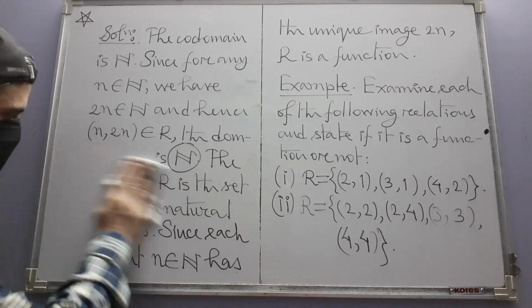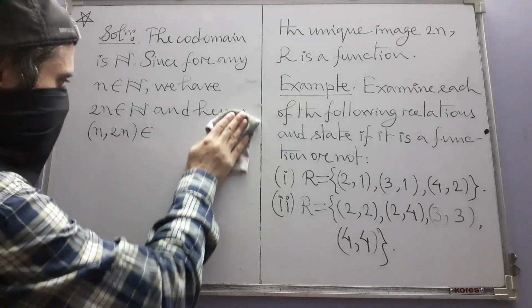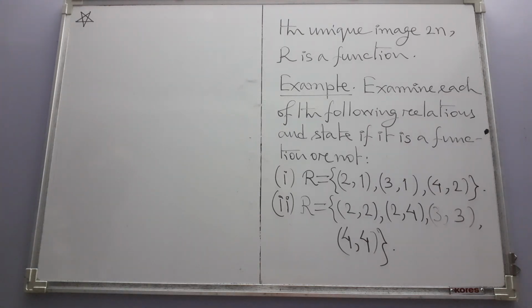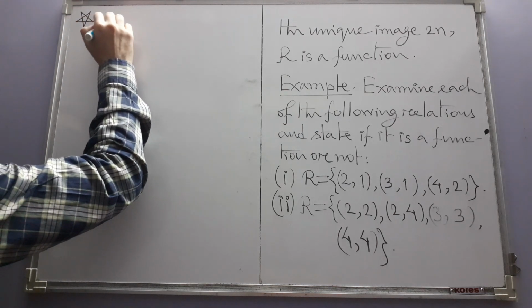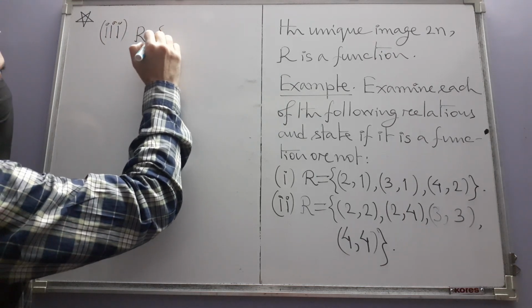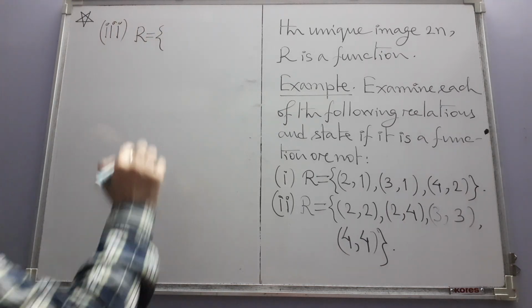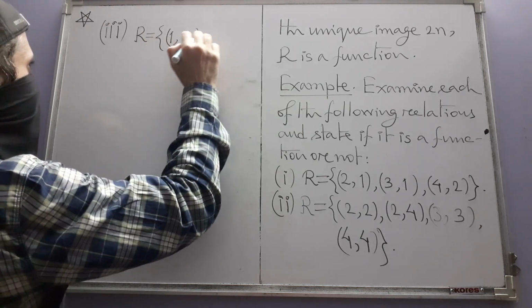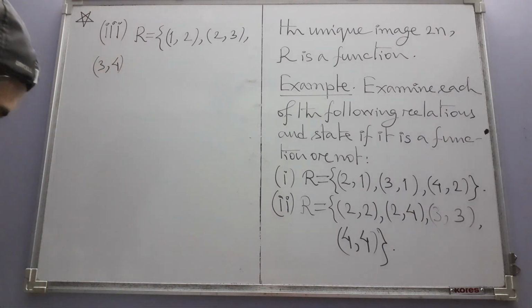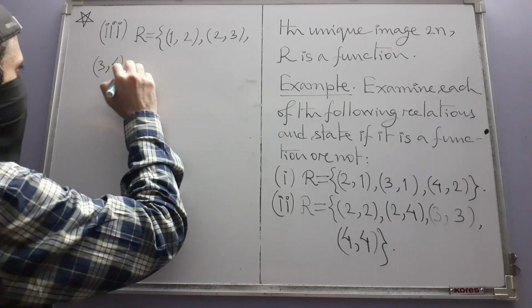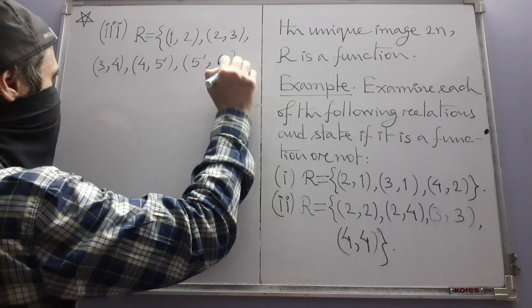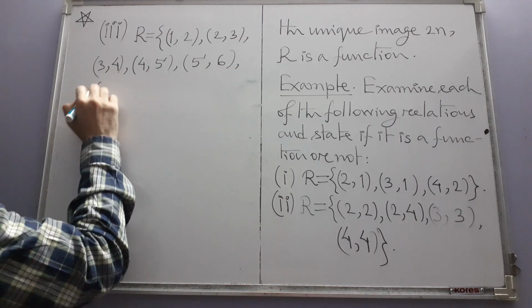And then number 3. The third one is a bit big. (1, 2), (2, 3), (3, 4), (4, 5), (5, 6), and (6, 7).